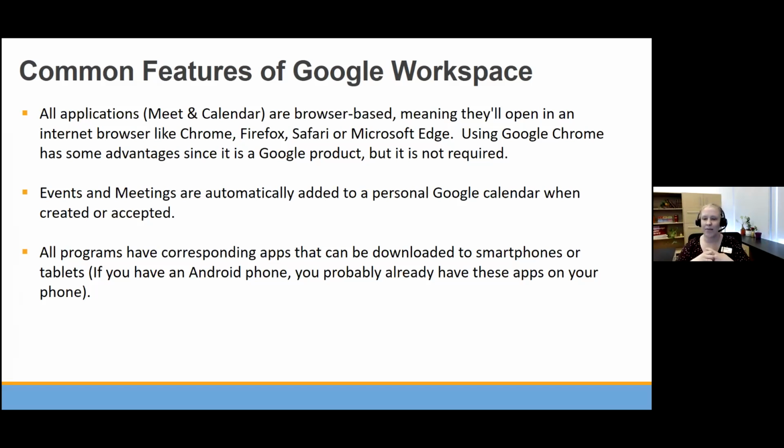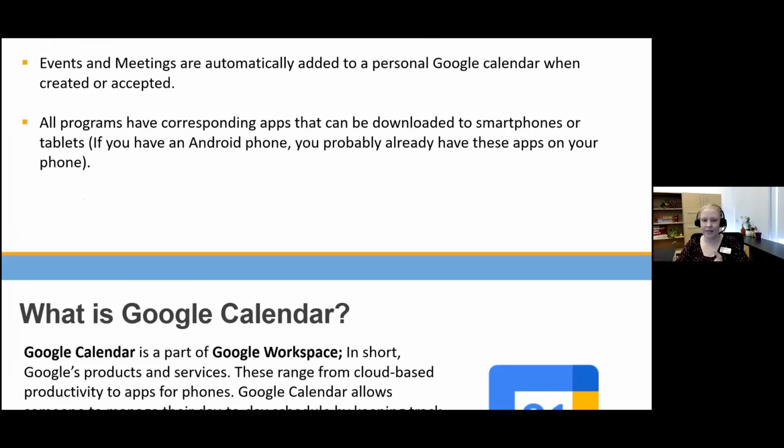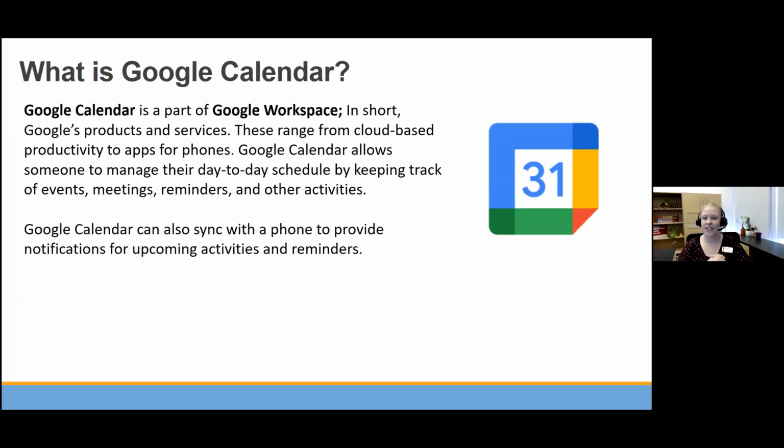Events and meetings are automatically added to your personal Google Calendar once you create them or they're accepted. And all of the programs have corresponding apps that can be downloaded to the smartphone or tablet. And like I said a minute ago, if you have an Android phone, you probably already have these apps installed on that smartphone, and you could feel free to use them, and then you can get notifications and pull up your calendar on your phone. Okay. So calendar is a part of Google Workspace.